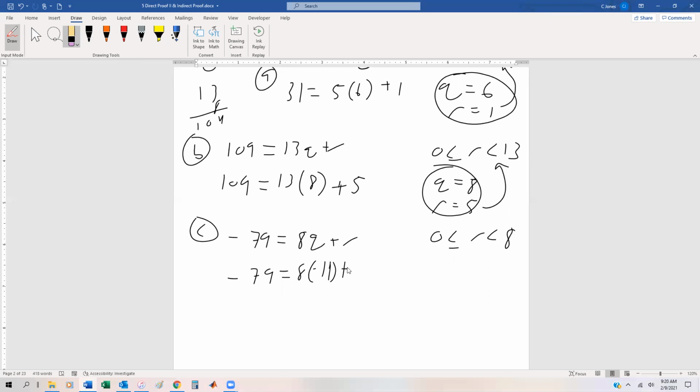All right, so here's how we're going to have to do this. We're going to have to go just a little bit under. So we're going to use negative 10. So that's going to give us negative 80 and then plus 1. All right, so q can certainly be negative. In fact, q can be any number in the integers, and then r is going to be 1. And this works out for us because r is in the domain. That's what our quotient remainder theorem says.